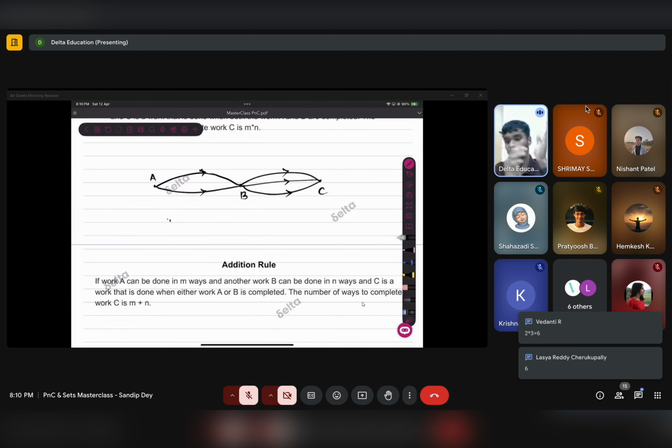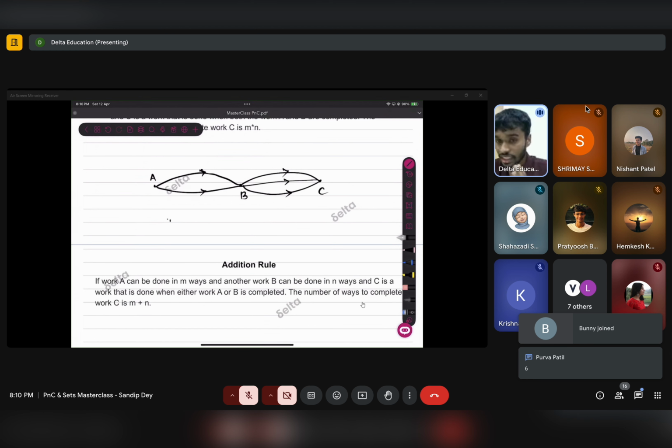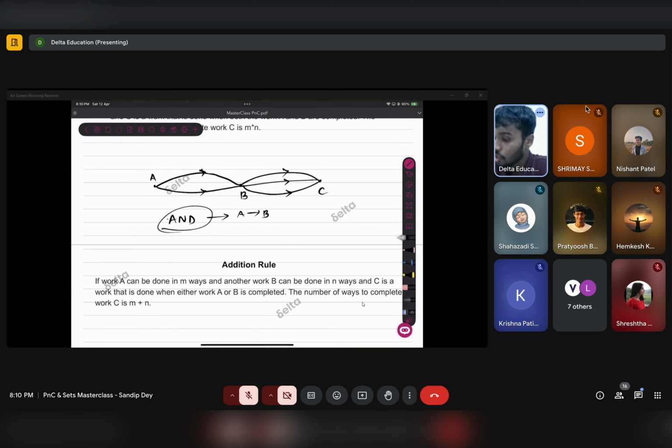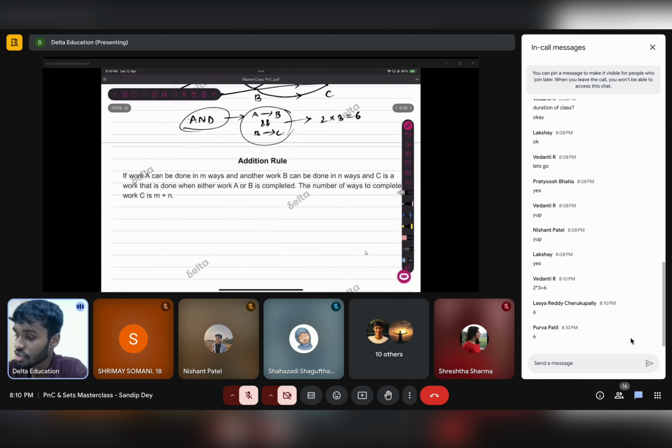So there are two different events: going from A to B, and going from B to C. And when there is an AND, if you want to go from A to C, you have to first go from A to B, and then also go from B to C. So whenever there is an AND, we just multiply the number of ways. Here we multiply 2 into 3, so we get 6. Okay, now another rule is the addition rule.